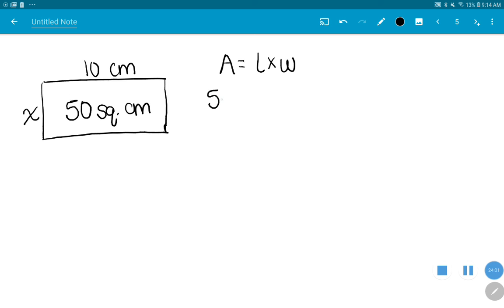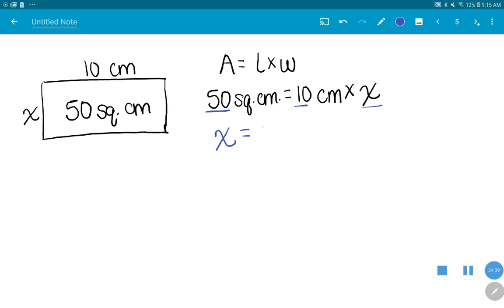I know my area has to equal 50 square centimeters. My length is equal to 10 centimeters. I don't know the width. So if I put in what I know, 50 equals 10 times what number? Well, I know 10 times 5 equals 50. So my missing side, x, has to be 5 centimeters.